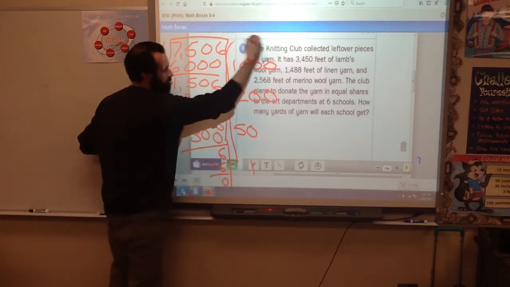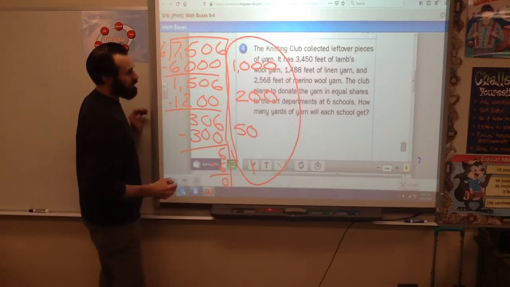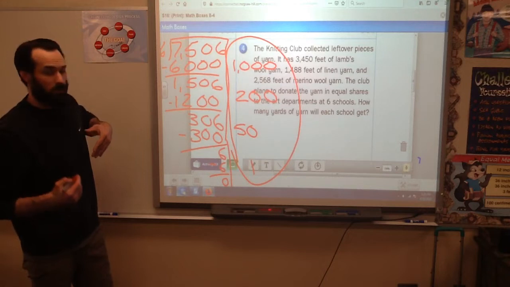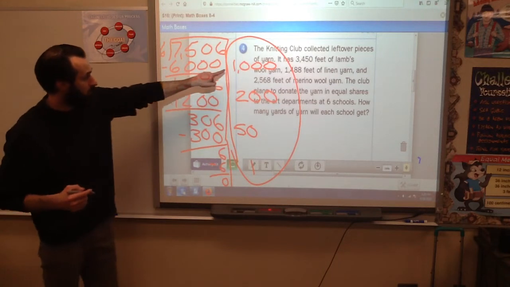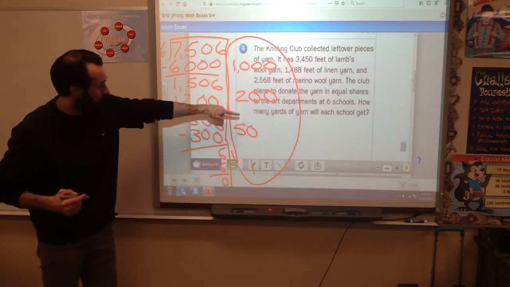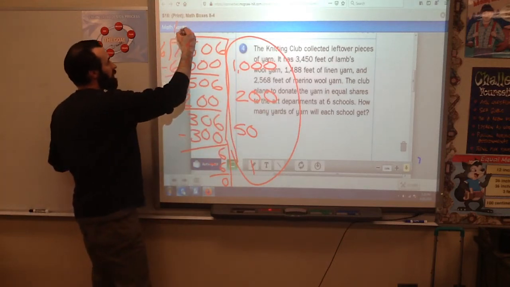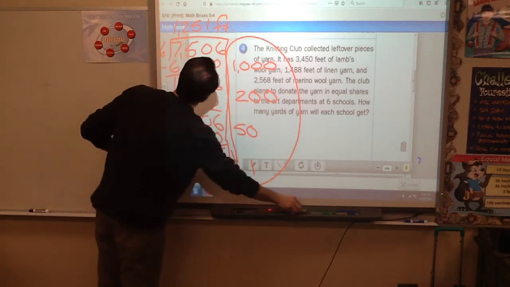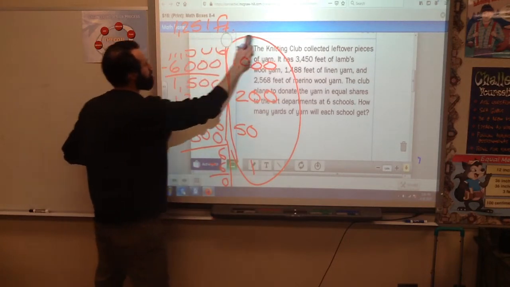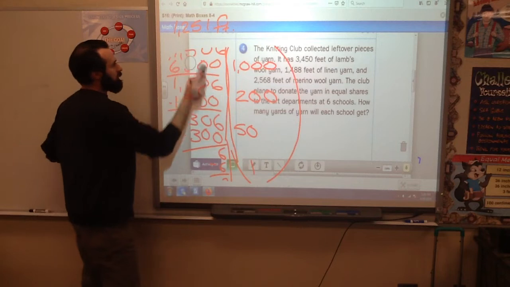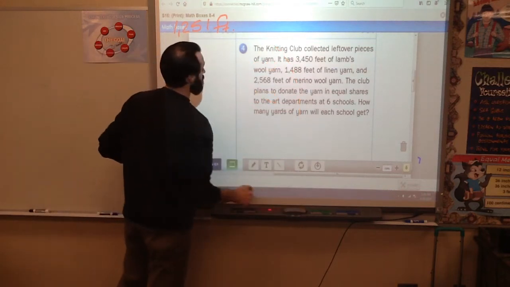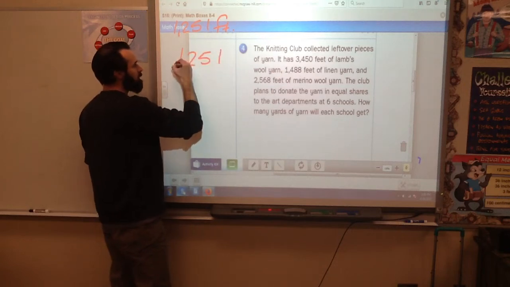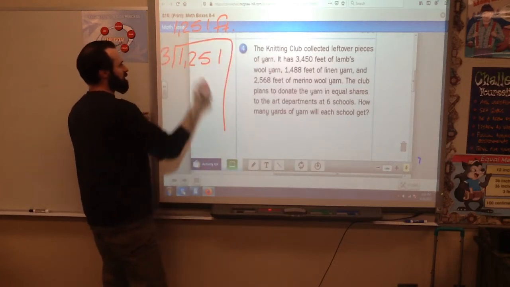There you go. So your answer for how many feet each school is going to get is 1,251 feet of yarn. But they want to know how many yards they're going to get. So in order to turn feet into yards, you have to take that 1,251 and do the last step, which is divide by 3.